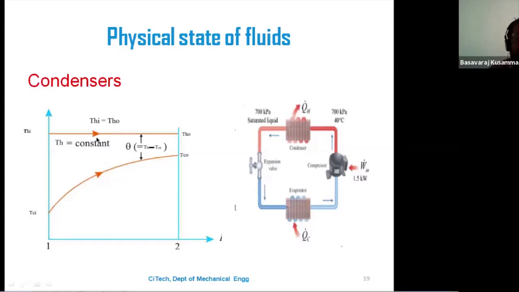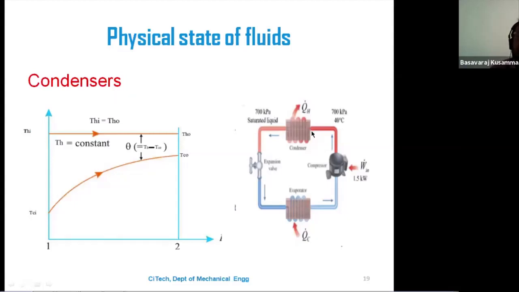Here, as per this diagram, the inlet temperature of the hot fluid and the outlet temperature of the hot fluid will be the same constant. That's why T_Hi is equal to T_Ho in the condenser, okay. But there will be a change of vapor to liquid here. The temperature of the cold fluid will increase, and T_Co is called the outlet temperature of the cold fluid here in the condenser.